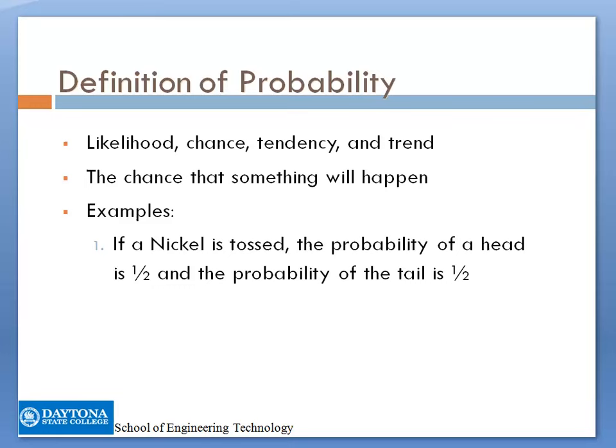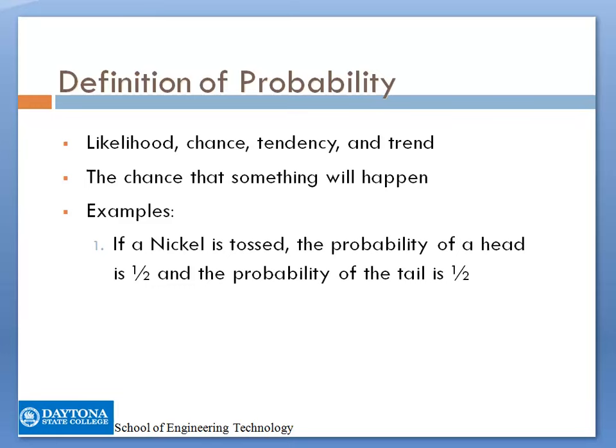So let's start defining probability. To do this, you need to be familiar with other terms used for probability, and these are likelihood, chance, tendency, and trend. So whenever you hear these different terms, they are referring to probability. Probability is defined as the chance that something will happen. For example, I will probably play soccer tomorrow. It will probably rain tomorrow, or the probability of rain tomorrow is 25%.